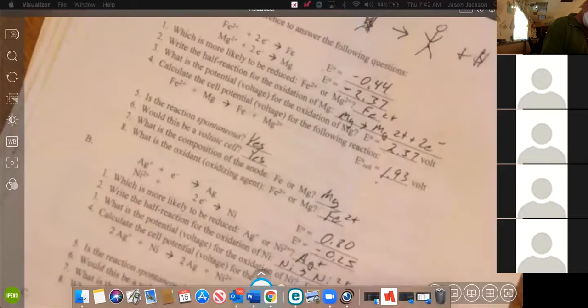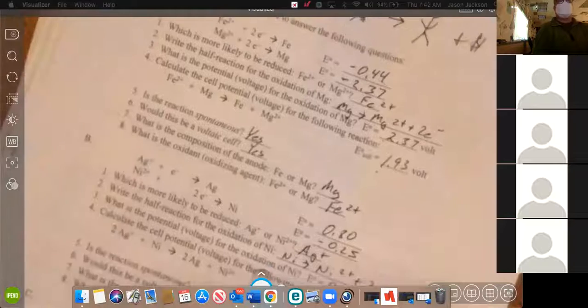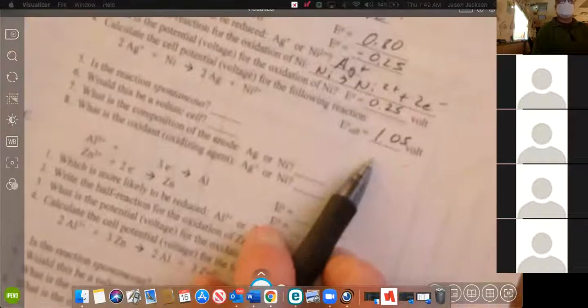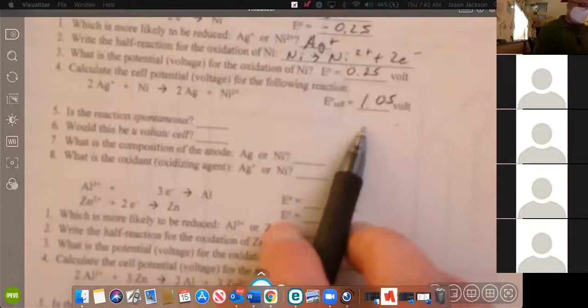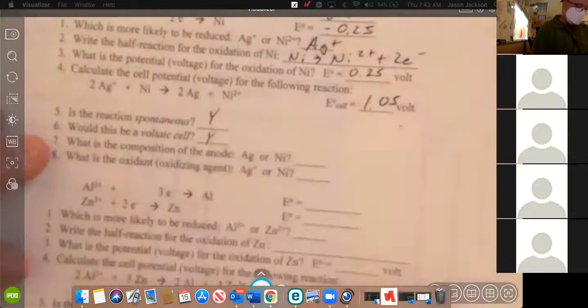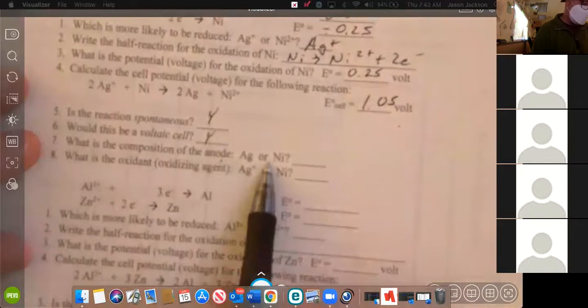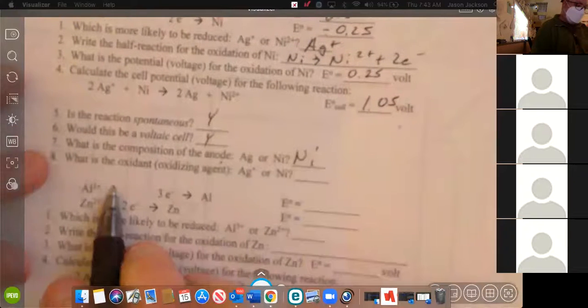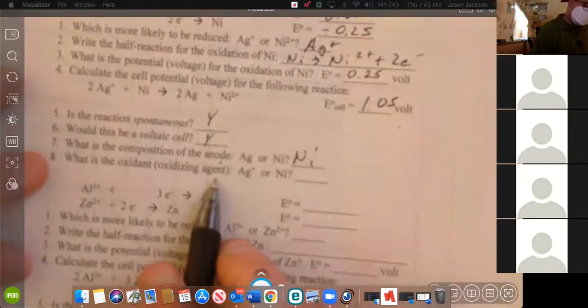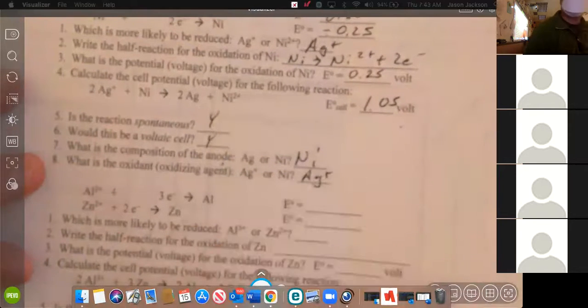That would be 1.05 volts. Is this positive or negative? Positive. So that means it is spontaneous. So this would be a voltaic cell. What is the composition of the anode? Anode is where the oxidation occurred. So what was oxidized? Nickel. And the oxidizing agent, who did the oxidizing of the nickel? Silver ion.